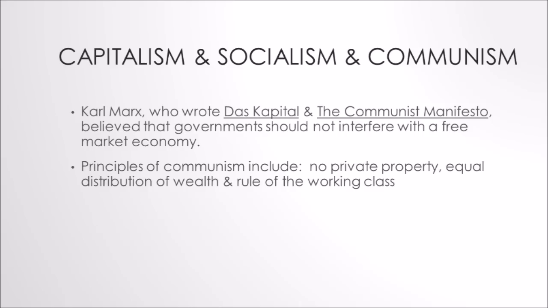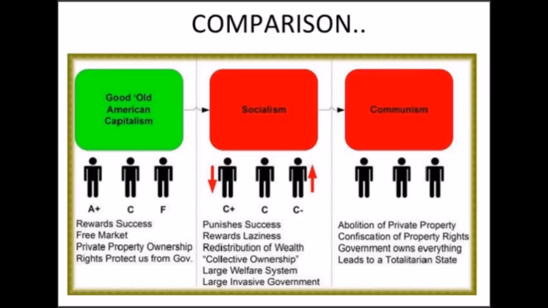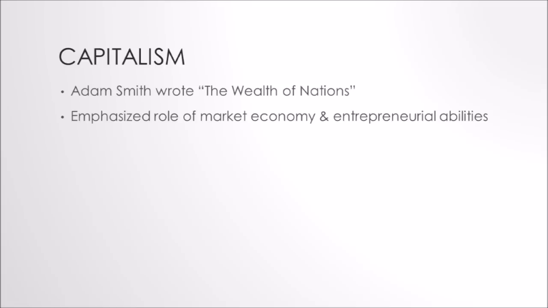Karl Marx, who wrote Das Kapital and the Communist Manifesto, believed that government should not interfere with a free market economy. He believed in principles of communism, which include no private property, equal distribution of wealth, and rule of the working class. This is a picture of the books he wrote, Das Kapital and the Communist Manifesto. This is a very good graphic that explains the differences between capitalism, socialism, and communism.